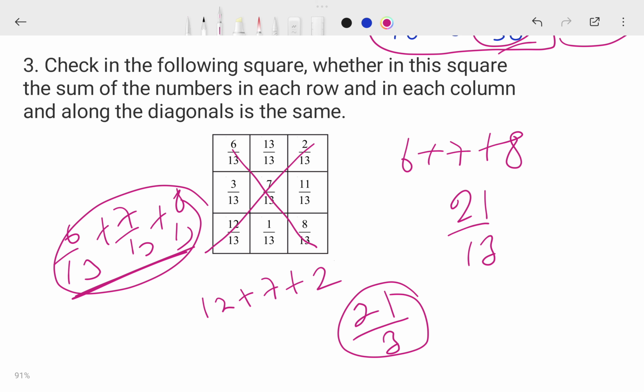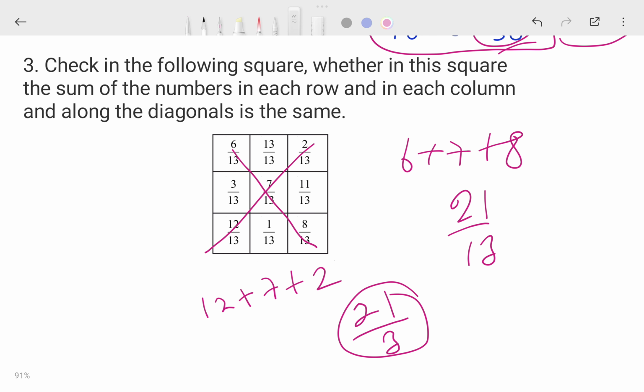When the denominators are the same, then you can directly add or subtract. Remember this one, okay? So the second box is also clear. Now let's see the third box. Now let's see like that, okay? So let's see like that here.